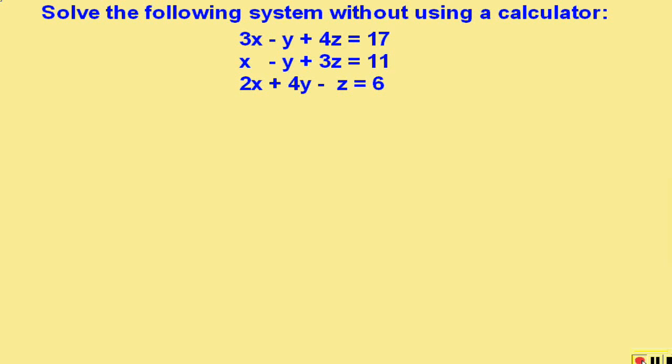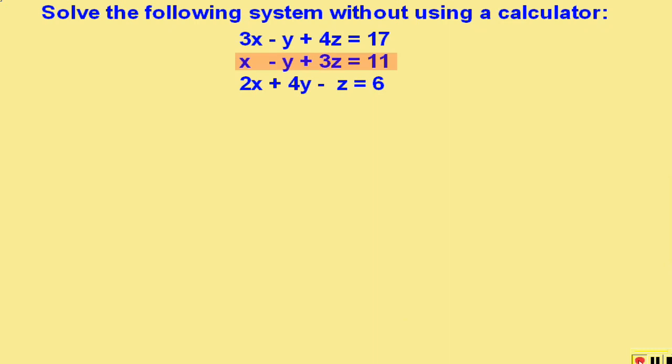Solve the following system without using a calculator. This system is known as a 3-equation, 3 unknown. And the way to solve it, in this case, is going to be by elimination.